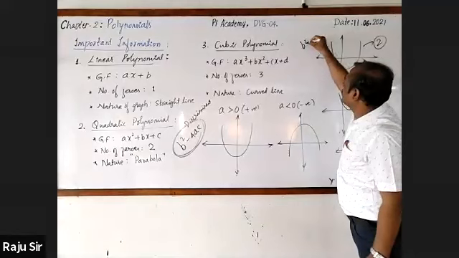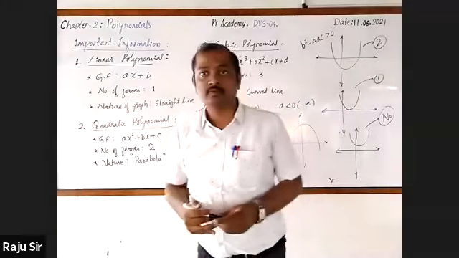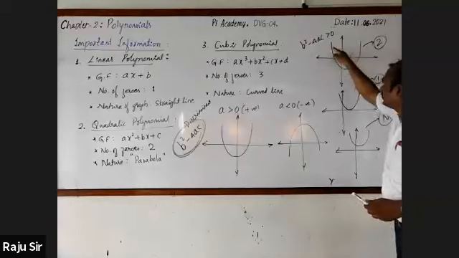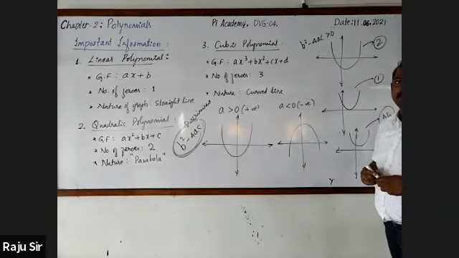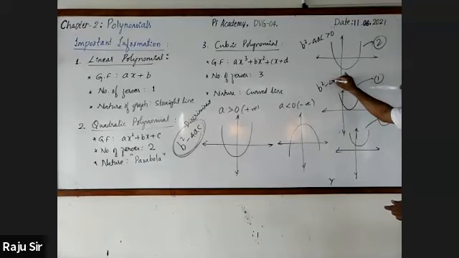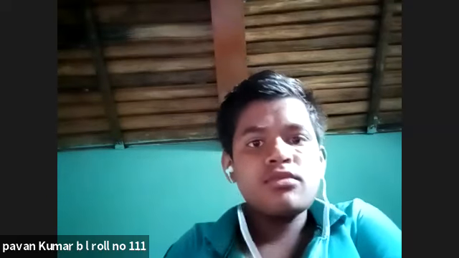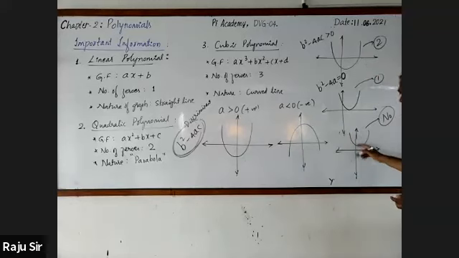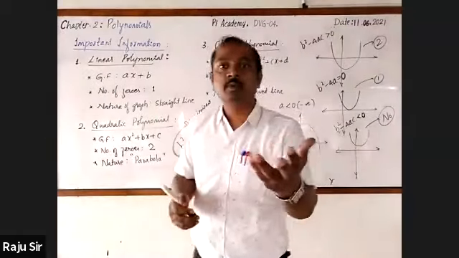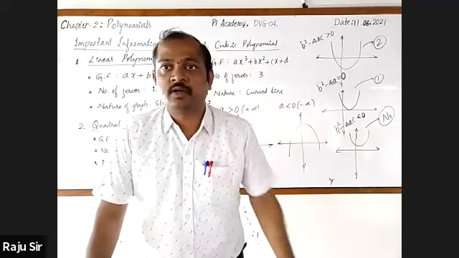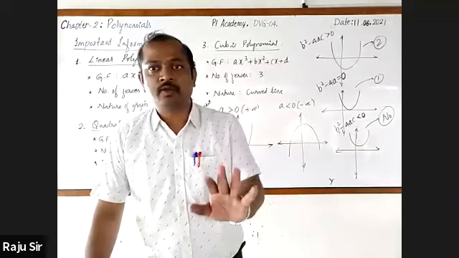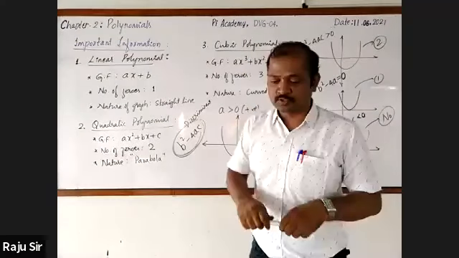If b square minus 4ac is greater than zero, we will get two zeros. Next, if b square minus 4ac is equal to zero, then we will get only one zero. Then if b square minus 4ac is less than zero, nothing but negative, then we won't get any zeros. Understood? Followed? Okay. And now I'll make you write that point also.